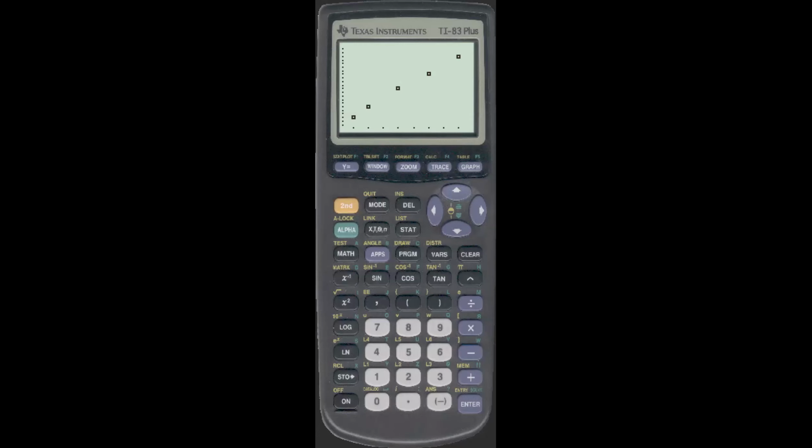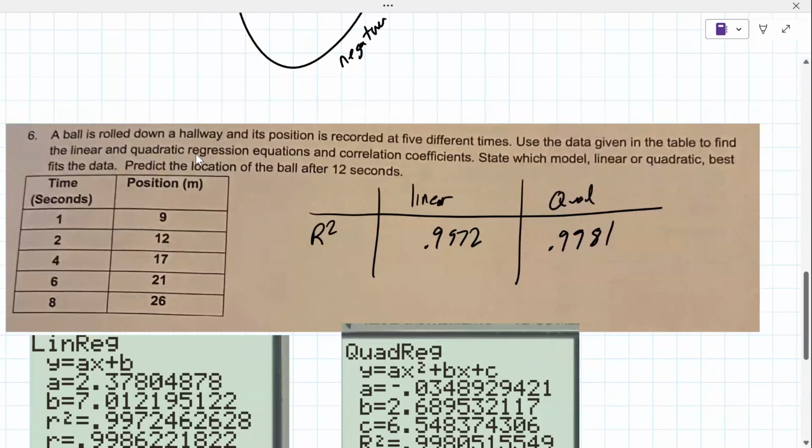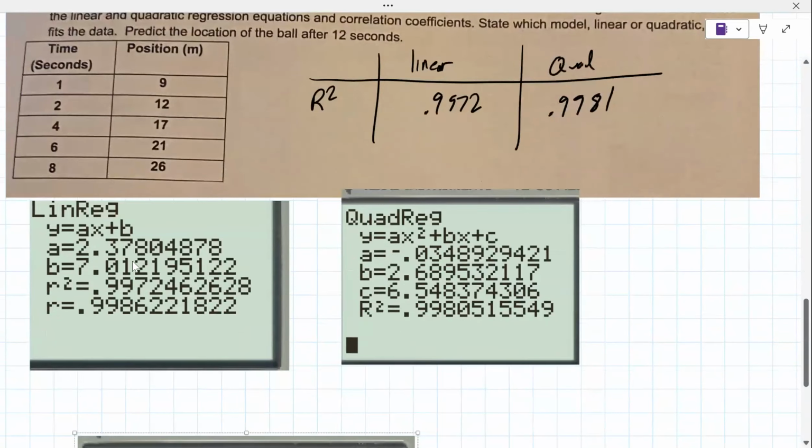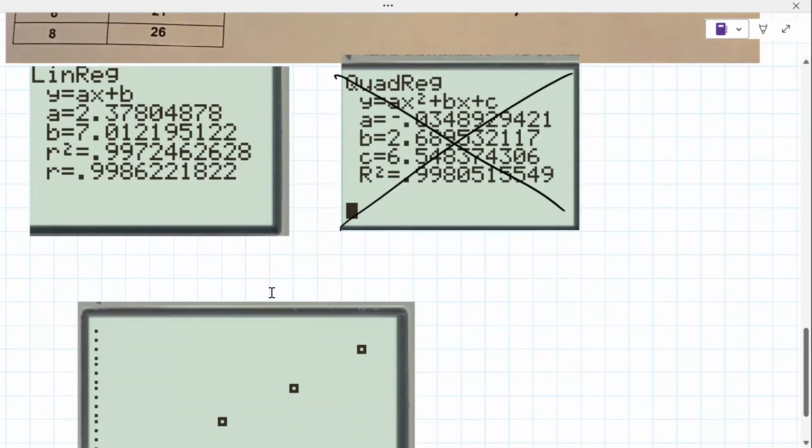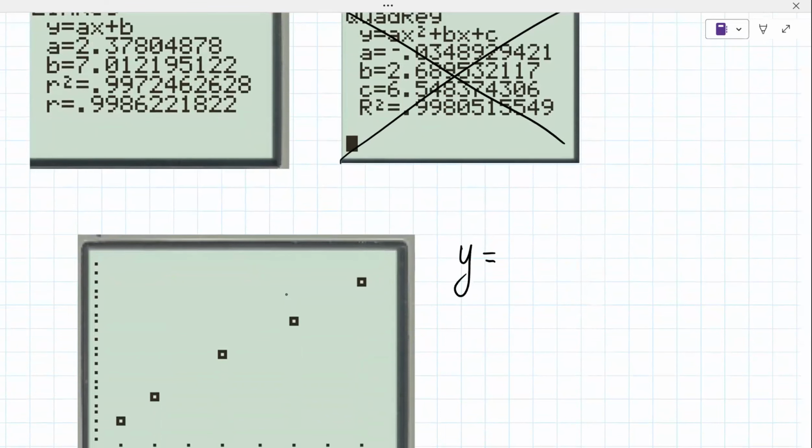All right, so for me, that's sufficient in terms of deciding what it is, and then it looks like your problems go on to say you have to predict something. So we're going to use this linear regression model. So the linear is y equals 2.378x plus 7.012.